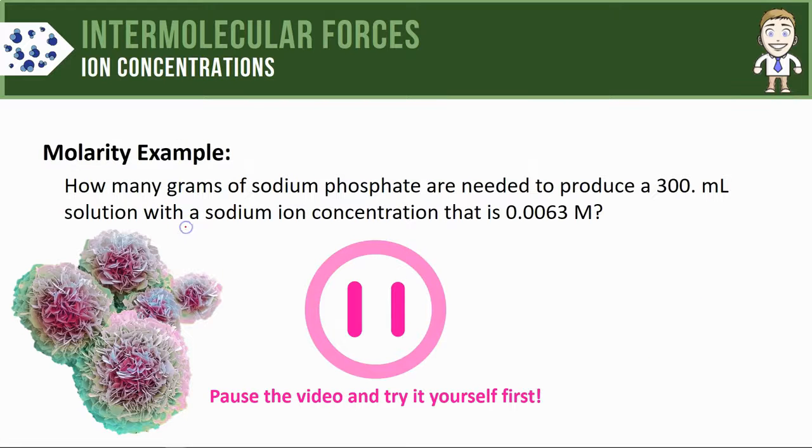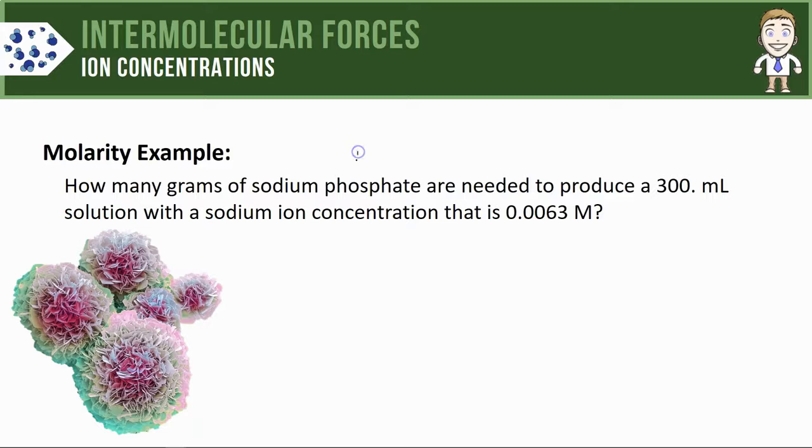Let's close the video with an example. How many grams of sodium phosphate are needed to produce a 300 milliliter solution with a sodium ion concentration of 0.0063 M? Remember to pause the video and try this yourself before you watch me go over the answers. So the first thing I need to do is think about my sodium phosphate and how it dissolves, in particular how many of each ion it produces when it dissolves.